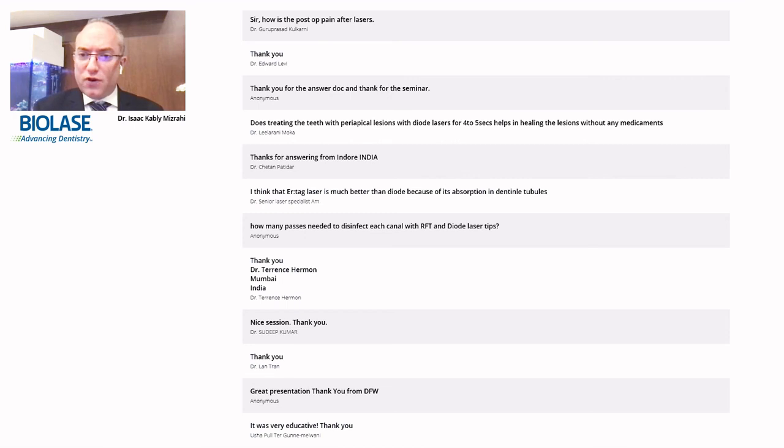How is the post-op of patients with lasers? The post-operative recovery is great. I have great feedback with no analgesics, no painkillers, no antibiotics, especially when I use water as irrigant, because even if it gets extruded a little bit, we know nothing will happen. So the post-op is great. I'm getting lots of good comments from my patients in the last 2-3 years of using this protocol, and this is one of the great advantages.